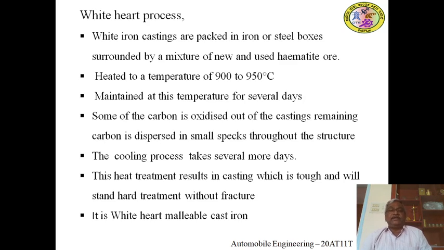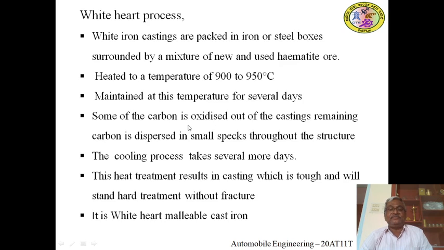So how do we get malleable cast iron from white cast iron? There are two processes, the white heart process and the black heart process. In the white heart process, the white iron castings are packed in steel boxes, and the casting is surrounded by a mixture of hematite ore. Then this box is heated to 900 to 950 degrees centigrade and maintained at this temperature for several days.